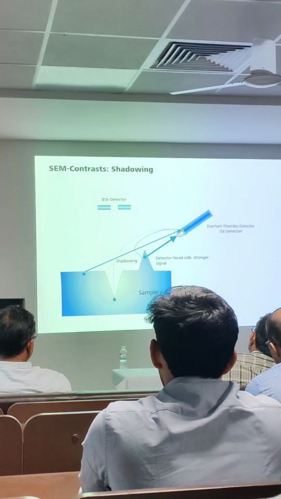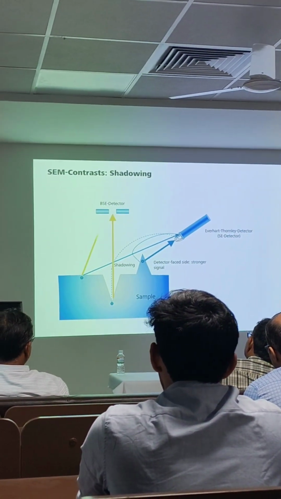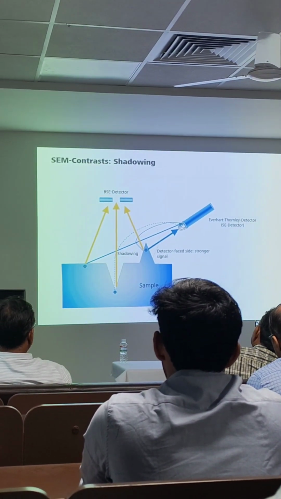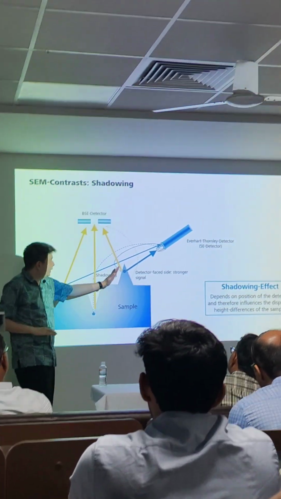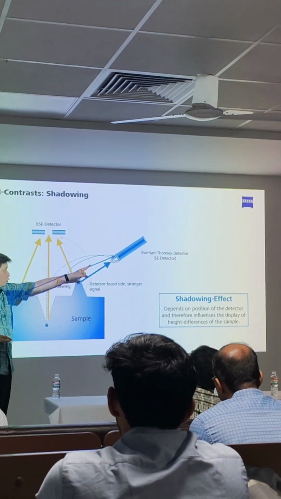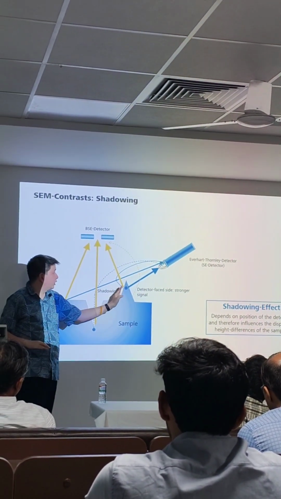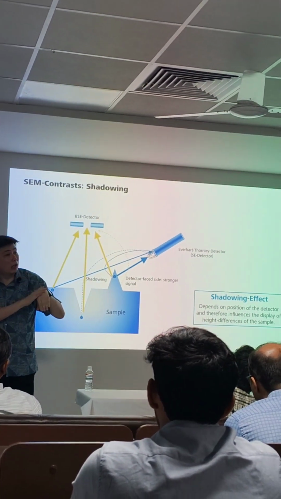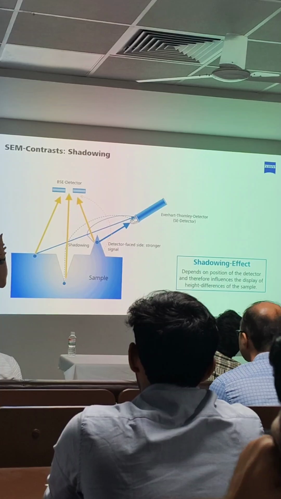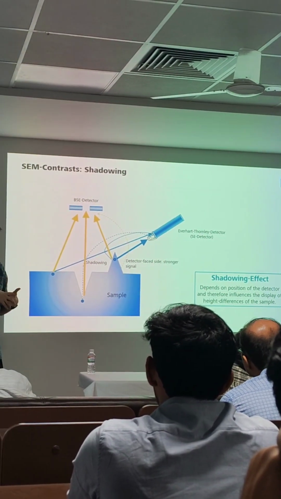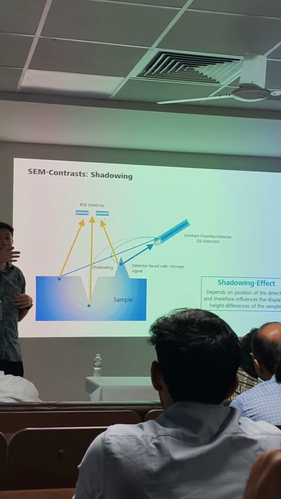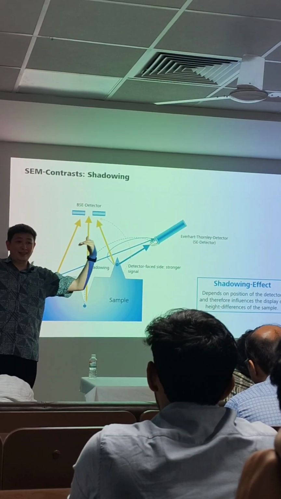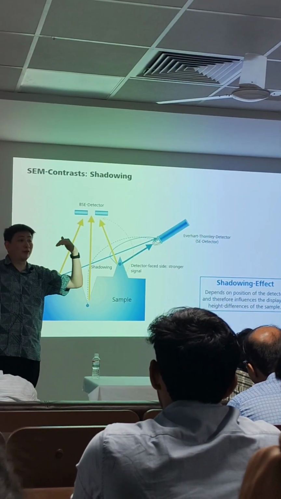So we have a shadowing effect. If you look at this side from the detector, you won't be able to see it because it's blocked, so sometimes it appears very dark. It doesn't mean the information was not there, you just cannot see it. So nowadays for EDX we normally use two detectors, one on each side, because we want to see both sides of the sample.